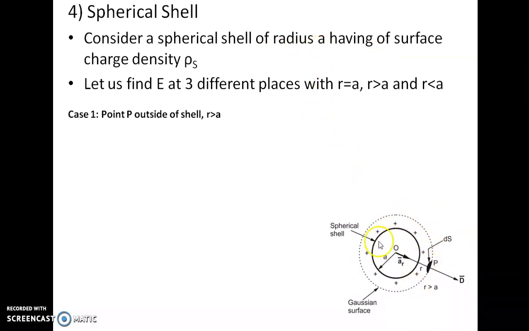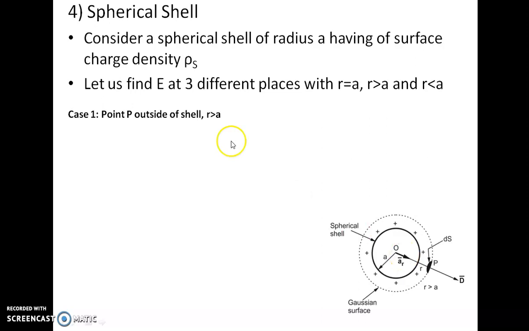If you see this diagram, this imaginary sphere has a radius a, and on the outer surface of this imaginary sphere, the charges are uniformly distributed. I have to find what is the electric field intensity at the point P at three different positions. One position is when the point P lies outside of the sphere, the second case is when point P is on the sphere, and the third case is point P inside the sphere.